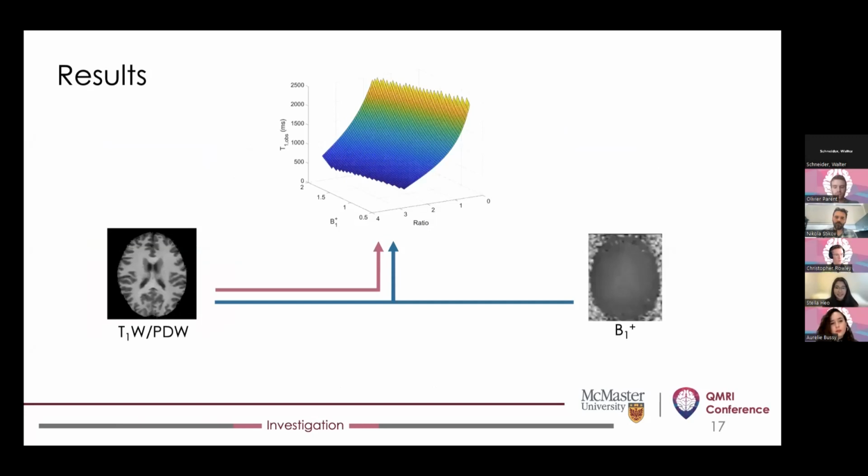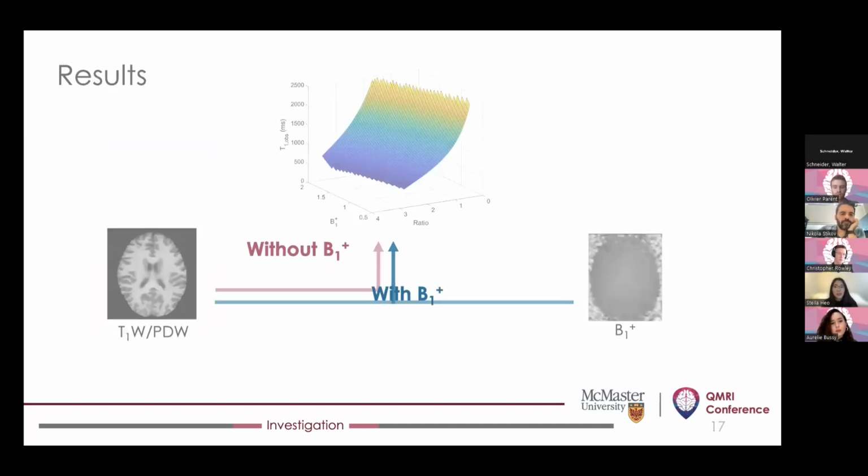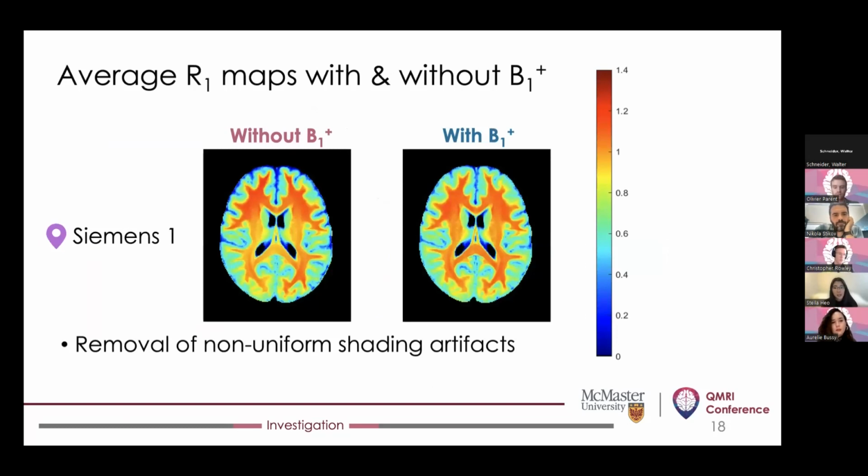So now going into results, we wanted to first show how incorporating the B1 plus maps into the block simulations affected the R1 maps. So here we have the Siemens site average R1 maps as an example. And we can see that incorporating the B1 plus field maps in computation did correct for the non-uniform shading artifacts and have made the R1s a lot more homogeneous across the brain.